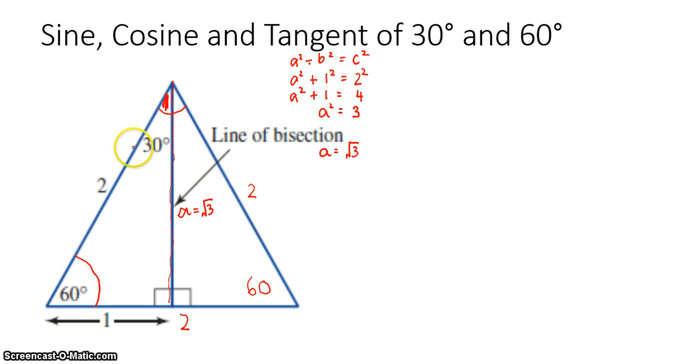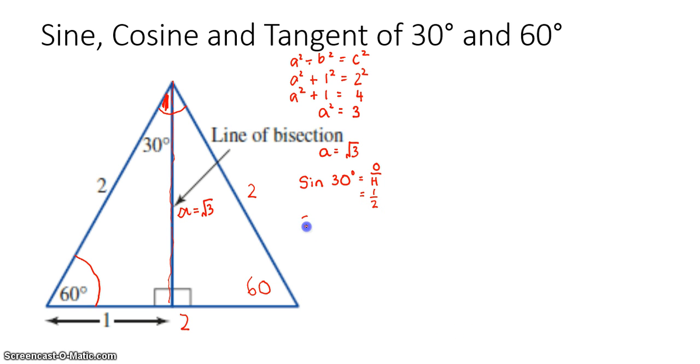Let's start with 30 degrees. If we're looking at sine of 30 degrees, we know that the sine ratio is equal to the opposite side over the hypotenuse. In this triangle, the side opposite 30 degrees is 1 and the hypotenuse is 2. So sine of 30 degrees is equal to 1 over 2 or a half.